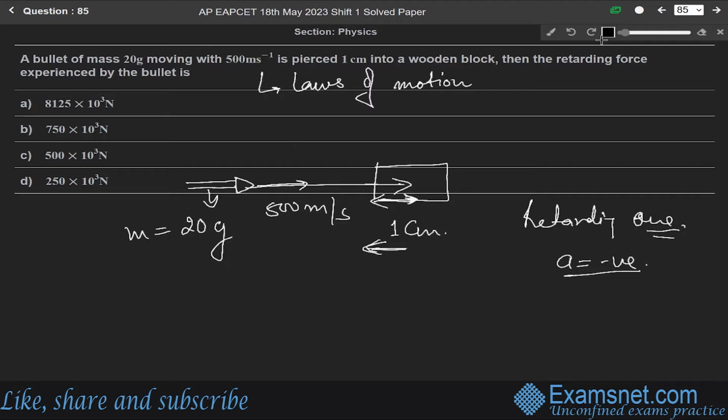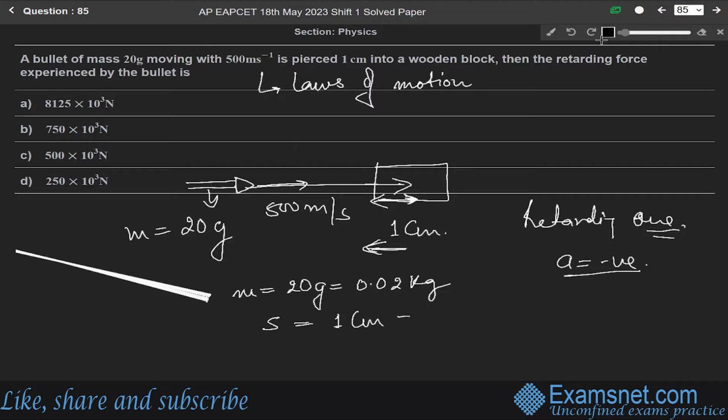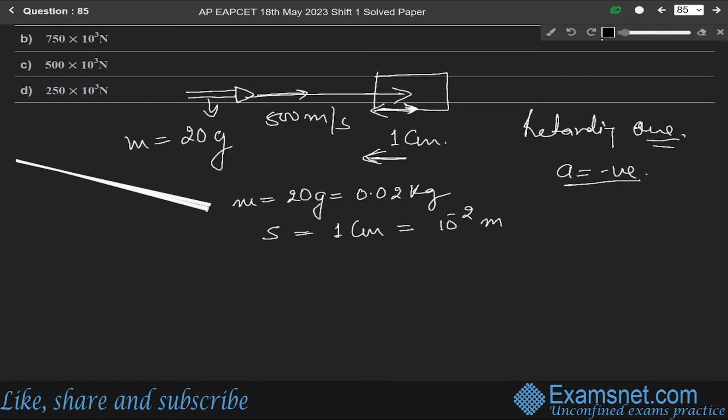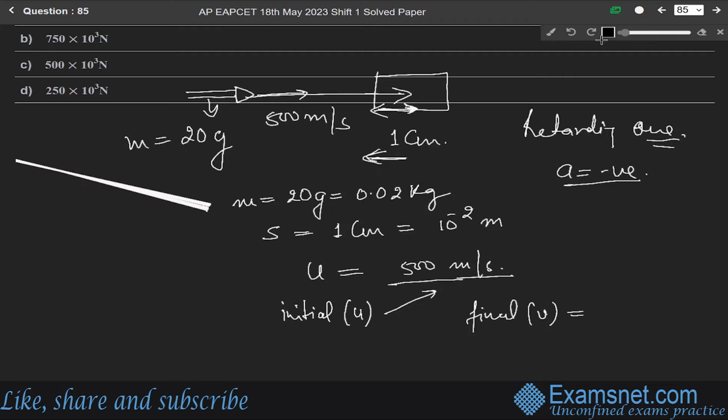Now m is given as 20 gram, meaning 0.02 kg. The distance is 1 centimeter, converted to meters, 10 to the power minus 2 meter. We are given the speed, U is 500 meter per second. When the bullet travels, it travels with a speed of 500 meter per second, so the initial speed U is 500 meter per second, and it gets stuck inside this wooden block. So the final velocity V will be equal to 0.